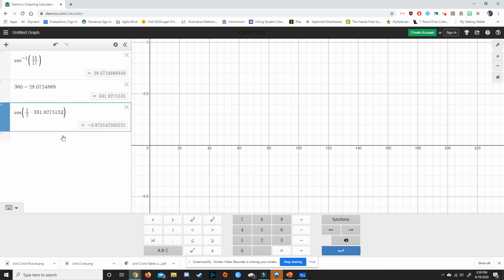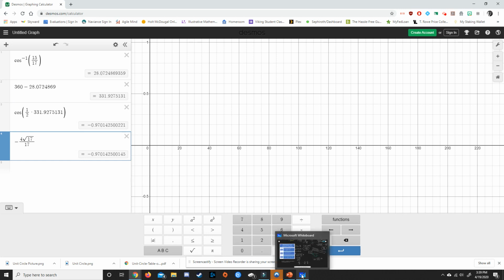331.9275131, we get negative 0.97. Now let's see how close that is to our answer of negative 4 times the square root of 17 over 17. And that looks pretty dang accurate to me. You do not have to do this last piece. This last piece is just something that really helps me figure out, did I do this question correctly?